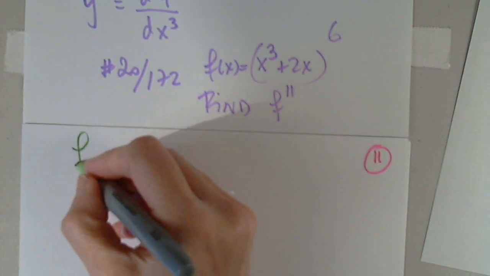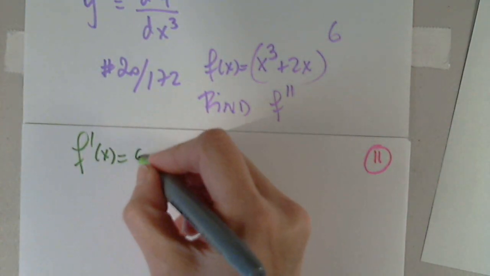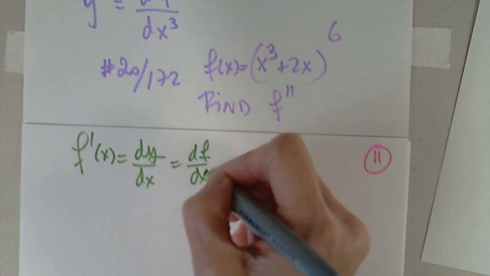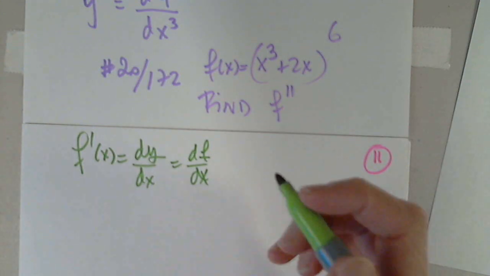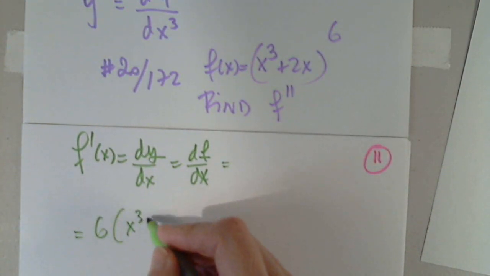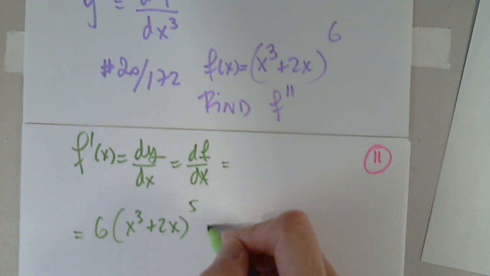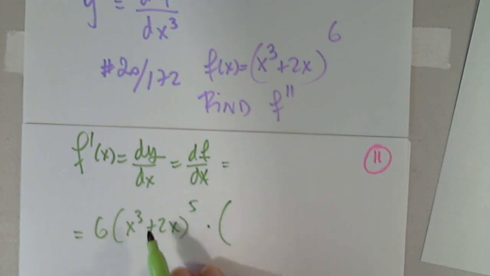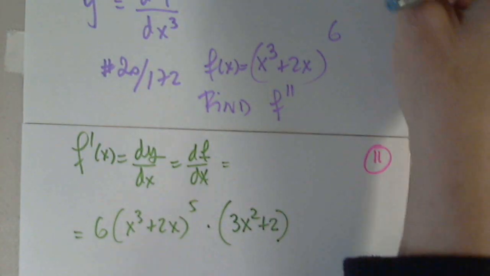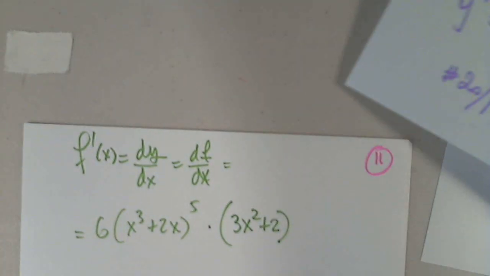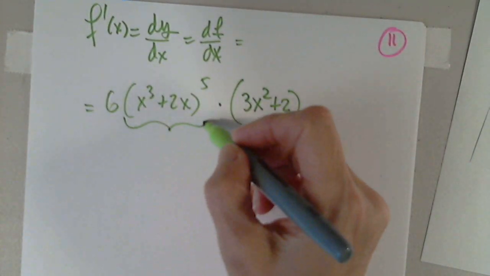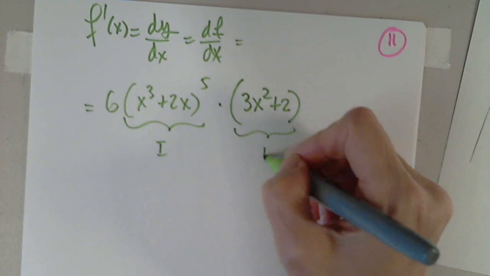So f prime, or dy over dx, or df over dx, all of them are the same thing. I bring down 6, I subtract 1 from the power, and I multiply by the inner function prime, which is 3x squared plus 2. And this is when it gets messy. Why? Because now I have a product of two functions.